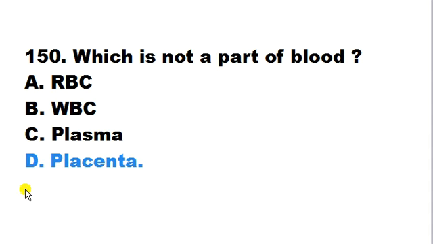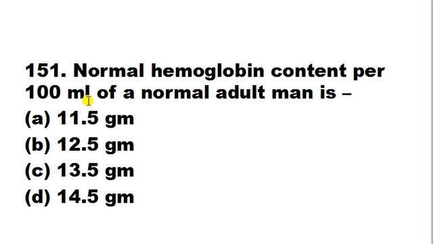Normal hemoglobin content per 100 ml of a normal adult man is 11.5 gram, 12.5 gram, 13.5 gram, 14.5 gram. Here the correct answer is D. That means 14.5 gram is the content per 100 ml of a normal adult man. It's the normal content of hemoglobin found per 100 ml, and the range is from 13.8 to 17.2 gram per 100 ml of hemoglobin. So the correct answer is D.